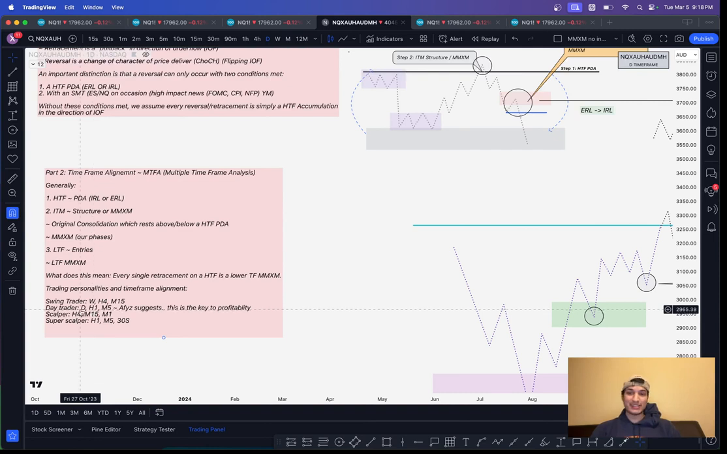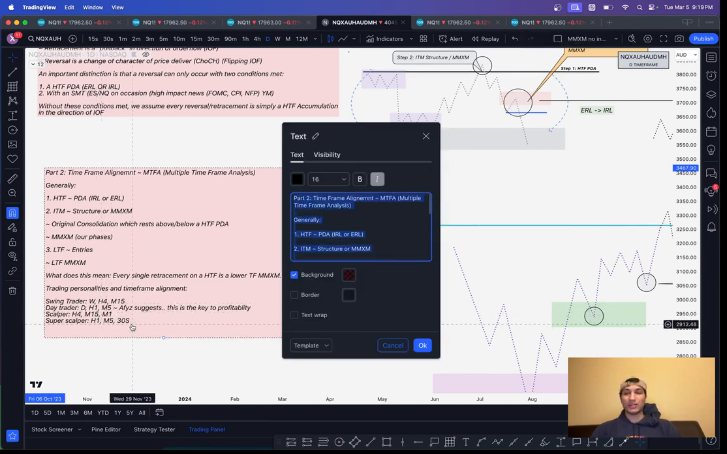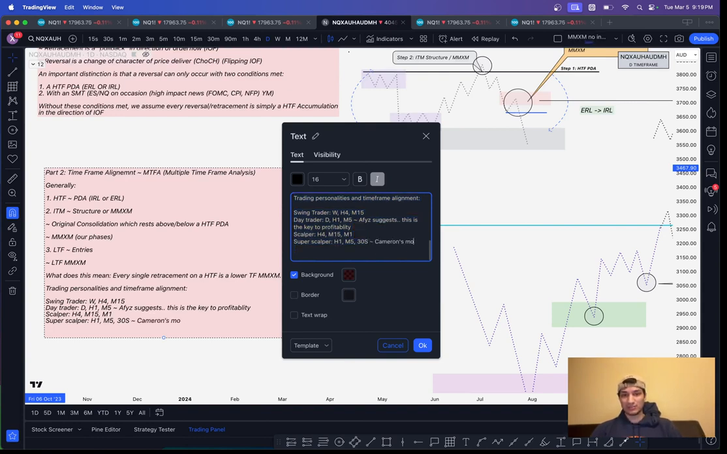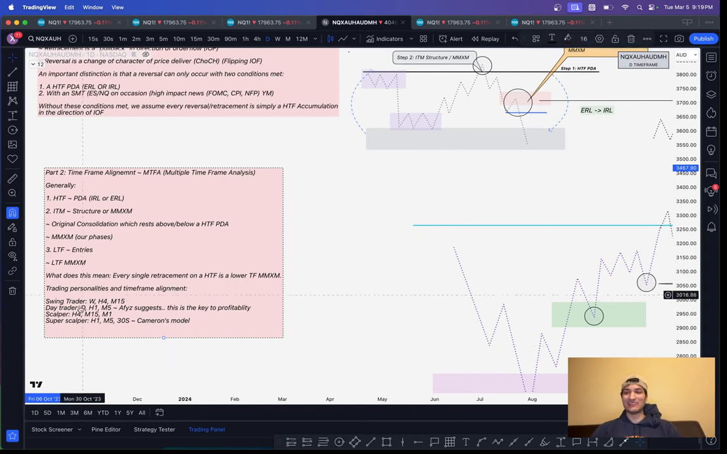A day trader is going to use the daily, hourly, and 5-minute. A scalper is going to use the 4-hour, 15-minute, and 1 minute, and then a super scalper, which you might recognize as Cameron's model, is going to be using the 1 hour, 5 minute, and 30 second.